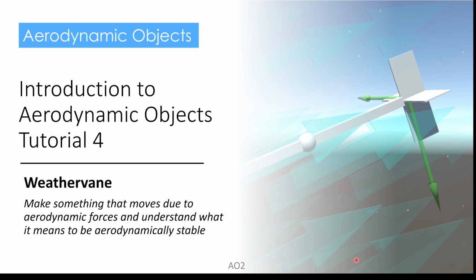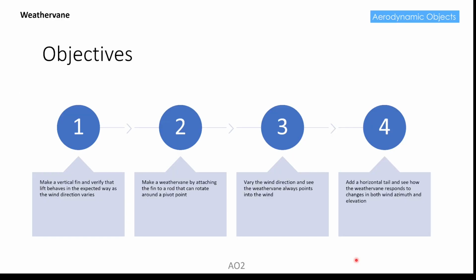Welcome to the Introduction to Aerodynamic Objects tutorial for Weathervane. In this tutorial we're going to make something that moves due to aerodynamic forces and understand what it means to be aerodynamically stable. What we're going to do is make a vertical fin and then verify that lift behaves in the expected way as we vary the wind direction.